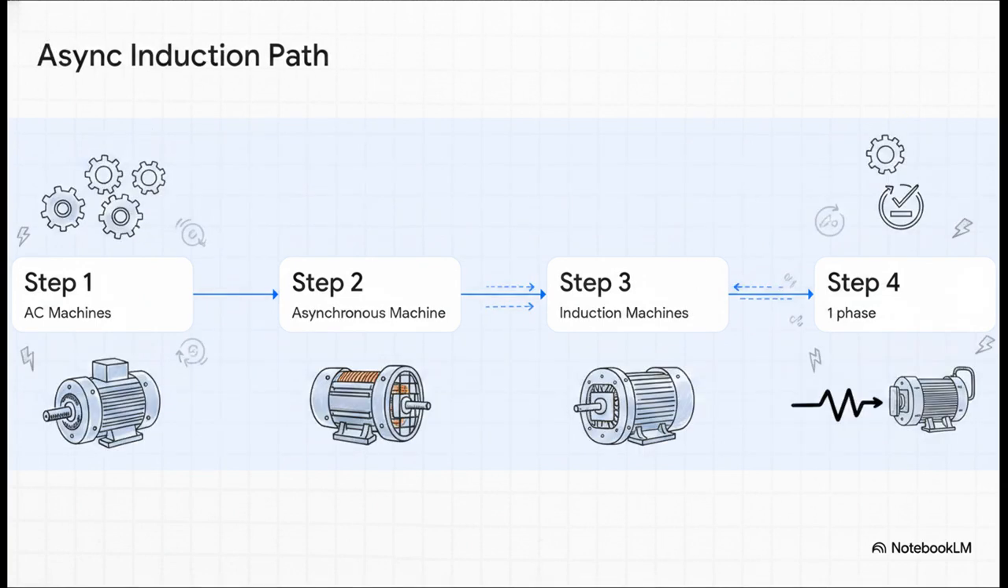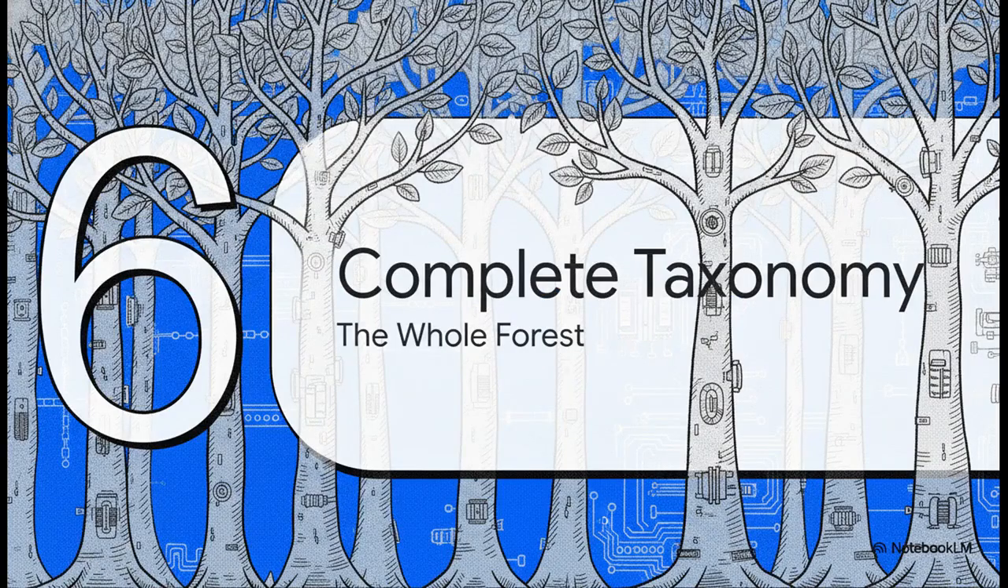Now let's try an everyday object, like a ceiling fan. Step 1, AC machine. Step 2, asynchronous. Step 3, induction machine. Step 4, running on standard home wall power. Well, it's one phase. What starts off looking like a vast, complex map quickly just becomes an easy logical checklist. Finally, part 6, the complete machine taxonomy, the whole forest.